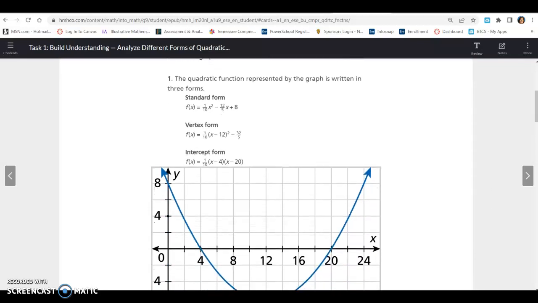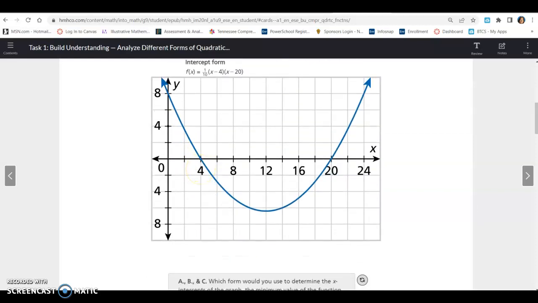The quadratic function represented by the graph is written in three forms. All right, so this is the same equation written in three different forms. So in standard form, you've got f of x. In vertex form, you've got f of x again. And in intercept form, you have f of x again. All right, so this is the graph of f of x.